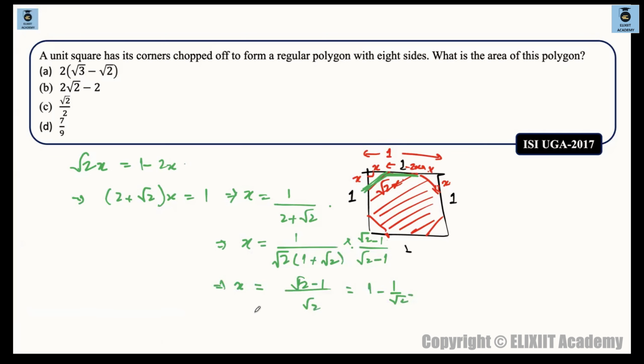So if you know x, so now we can find the area of this polygon with 8 sides, octagon. So area will be how much? How to find this area? Area will be area of this total square minus these 4 chopped off sides.